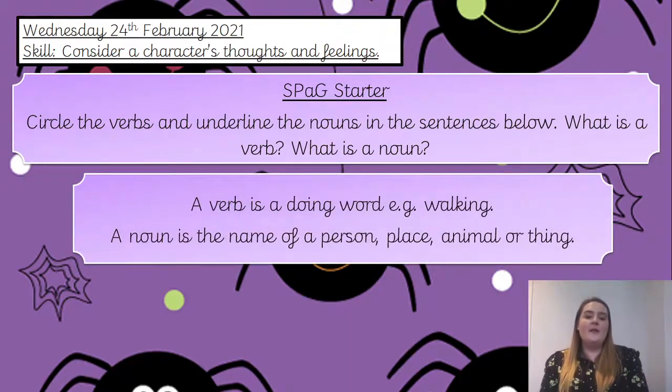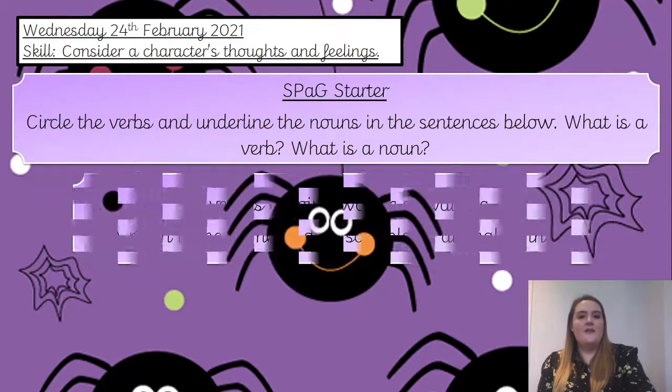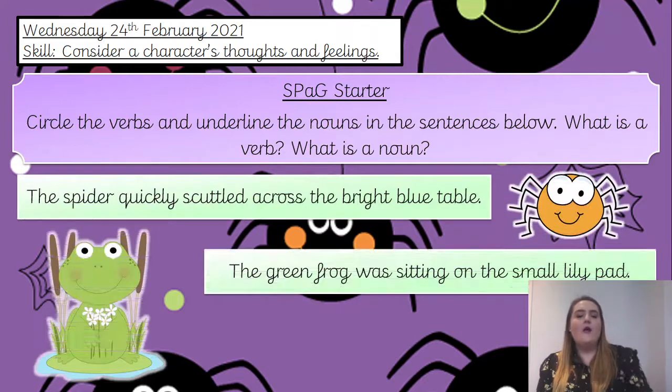Okay, so a verb then is a doing word. We could have walking, talking, laughing, lots of different examples of verbs there. And a noun is the name of a person, place, animal or thing. Thinking about that then, here are our two sentences and I'm going to read them to you and I want you to think what are the verbs and what are the nouns in these sentences. So, the spider quickly scuttled across the bright blue table. And then the second sentence, the green frog was sitting on the small lily pad.